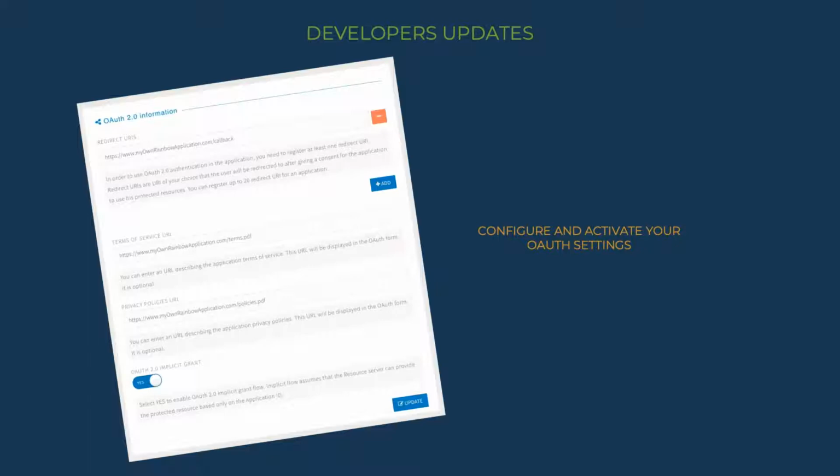So we added this new panel in your application screen to let you configure it. To use OAuth, you have to enter a callback URL in order to receive the access token needed to connect to Rainbow. It's just simple. You just have to configure that callback. I will describe in more detail how to implement that in the next part of this webinar. So normally at the end of this webinar, you will be able to use it.